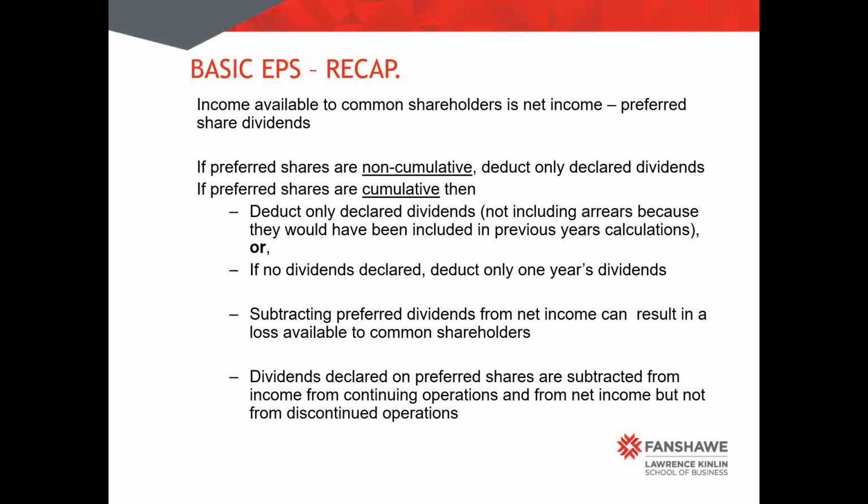Dividends declared on preferred shares are subtracted from income from continuing operations and from net income, but they do not have an impact on discontinued operations. So any dividend reduction is from continuing operations and from net income.